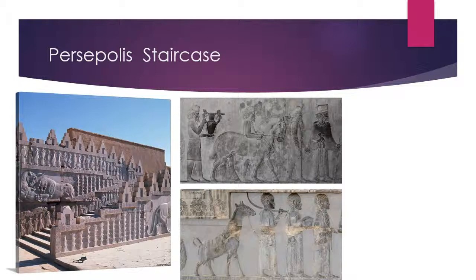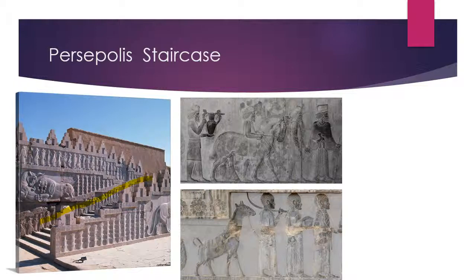So my first example here are the east stairs on the Apadana of Persepolis, and here we have a procession of people bringing tribute to the Achaemenid king. So I'll just highlight all of that up here for you, up the stairs. The reliefs were made in the last years of the 6th and first years of the 5th century, and they were probably executed by Greek artists.